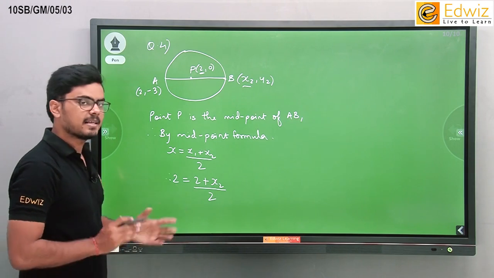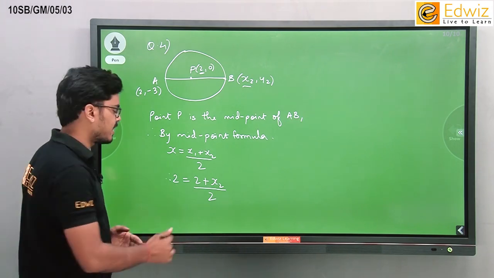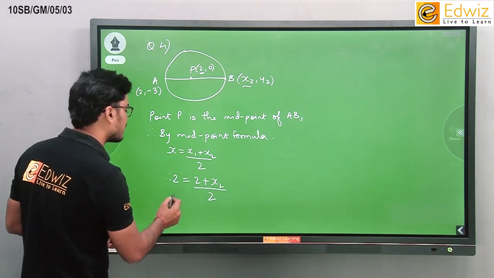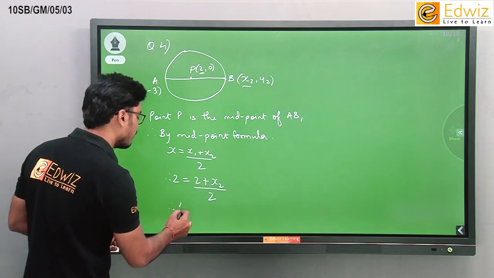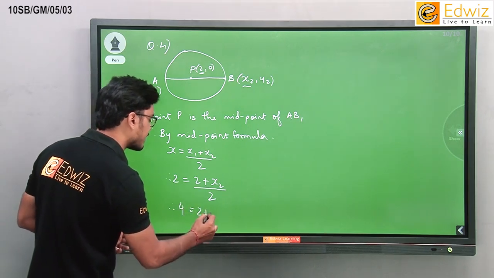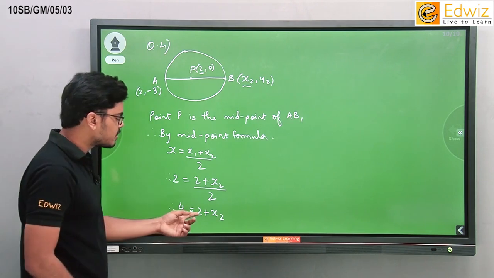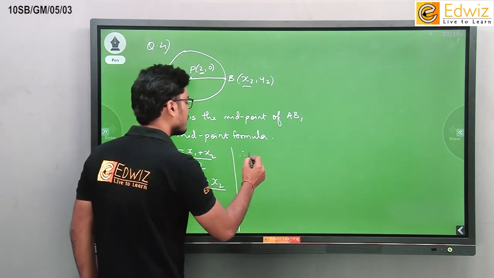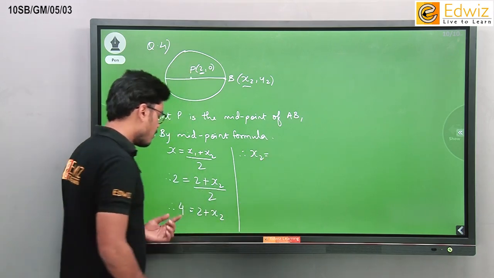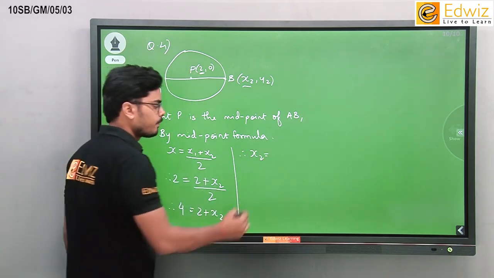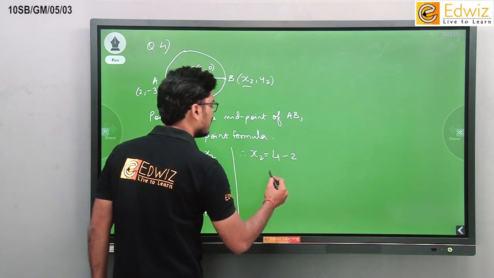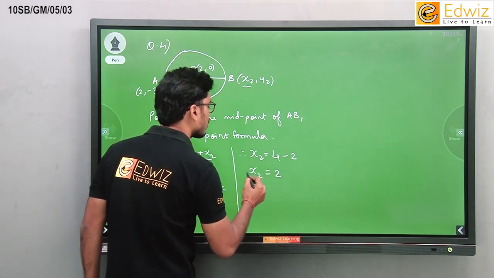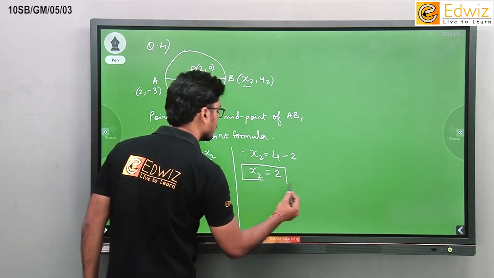From this equation we can easily find out the value of x2. ठीक है, take 2 on the other side, it will get multiplied to 2. So 2 2s are 4 equal to 2 plus x2. Now take this 2 also on the other side, we'll get the value of x2. So therefore x2 will be equal to 4 as it is minus 2 equal to 2. So the x coordinate of point B is 2.